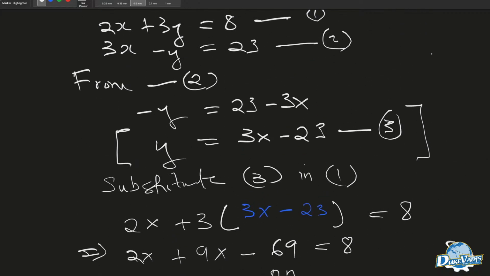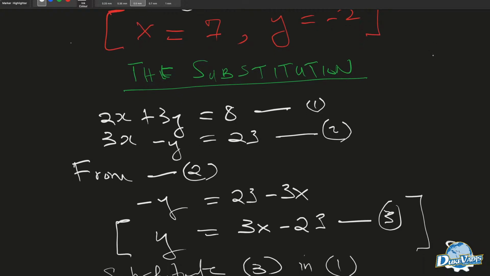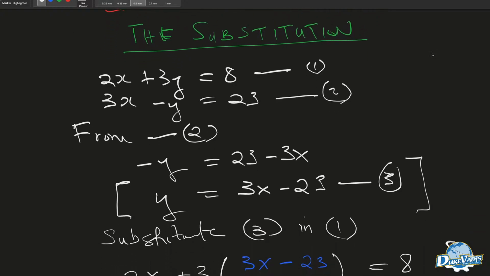Let's recap. With the substitution method, it was the same equation in play. So we said 2x plus 3y is equal to 8. That is what we have over here. This is the equation which we haven't changed. Then from equation 2, our concentration was on 2. So what did we do? We made y the subject, stepwise, so negative y is equal to 23 minus 3x.